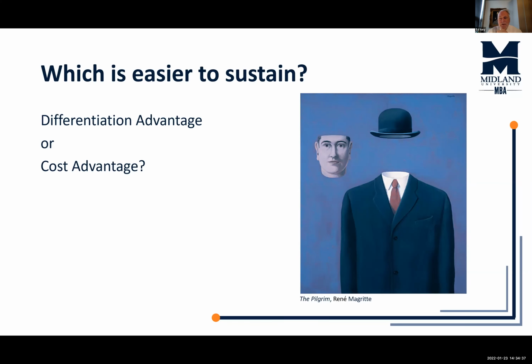So after appearing to be like a monopoly, the question becomes, which is easier to sustain? Is it a differentiation advantage or is it a cost advantage?